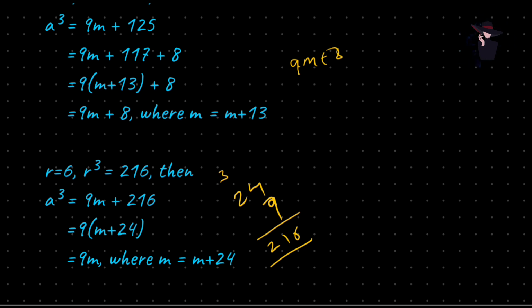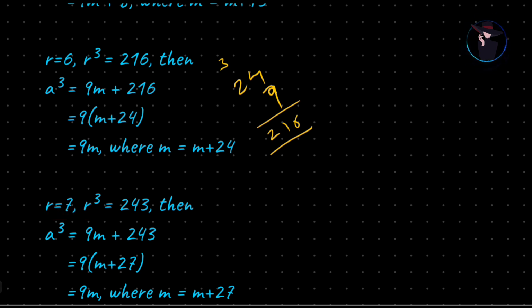Either 9m, 9m plus 1 or 9m plus 8. So it satisfies the form 9m. R equals 7. 7 into 7 into 7 is equal to 243. Then 9m plus 243. Let's do it again. 243 does come in the 9 table as well. 9 into 27 is equal to 243. You can do the multiplication by yourself just to check it out. So again it is in the form of 9m, where the value of m is m plus 27.